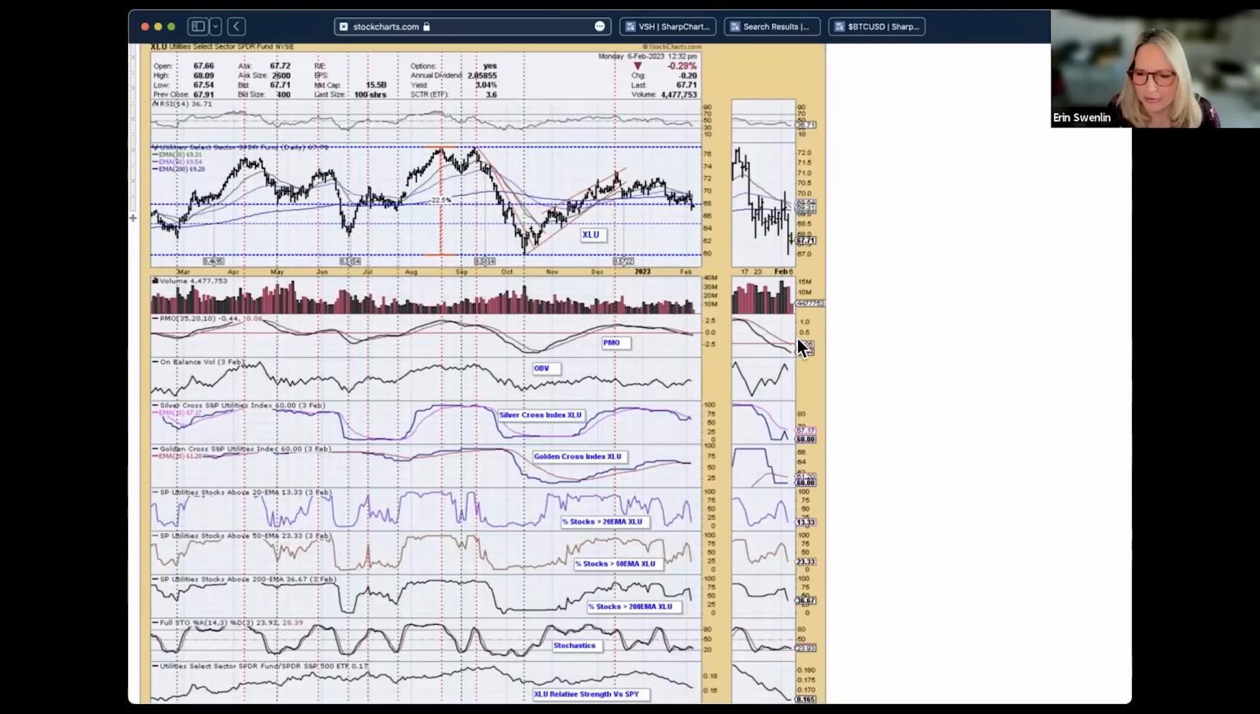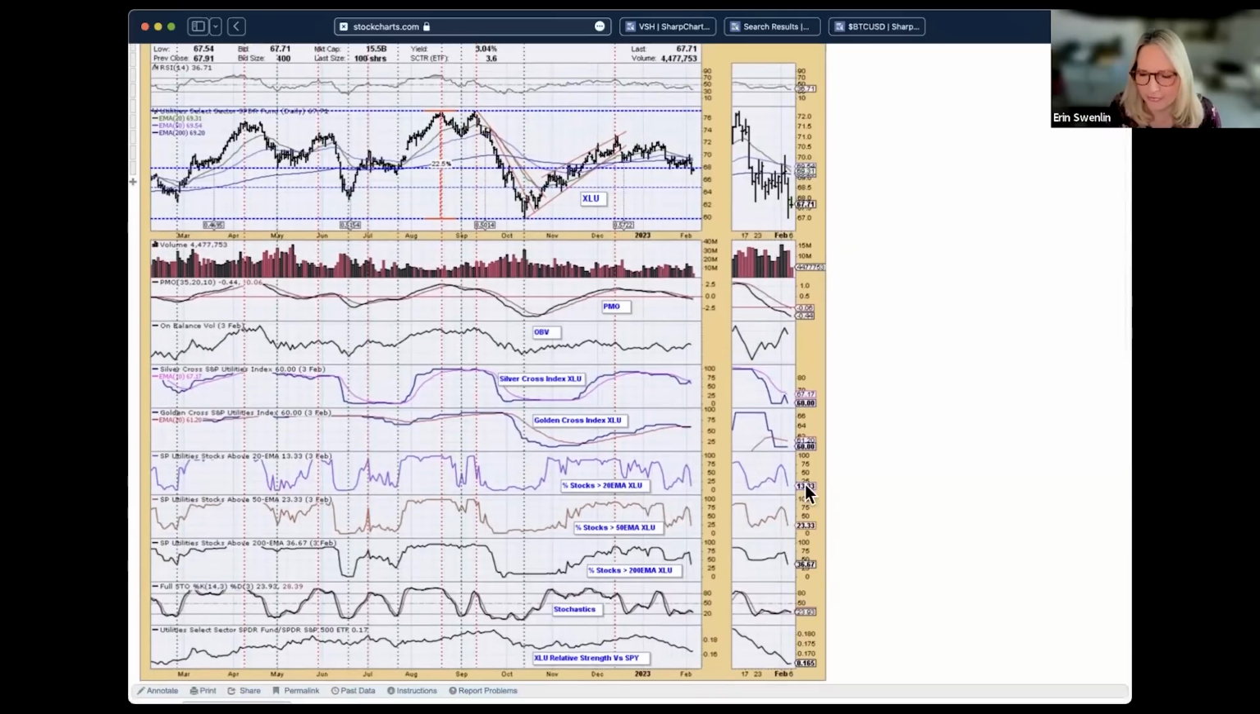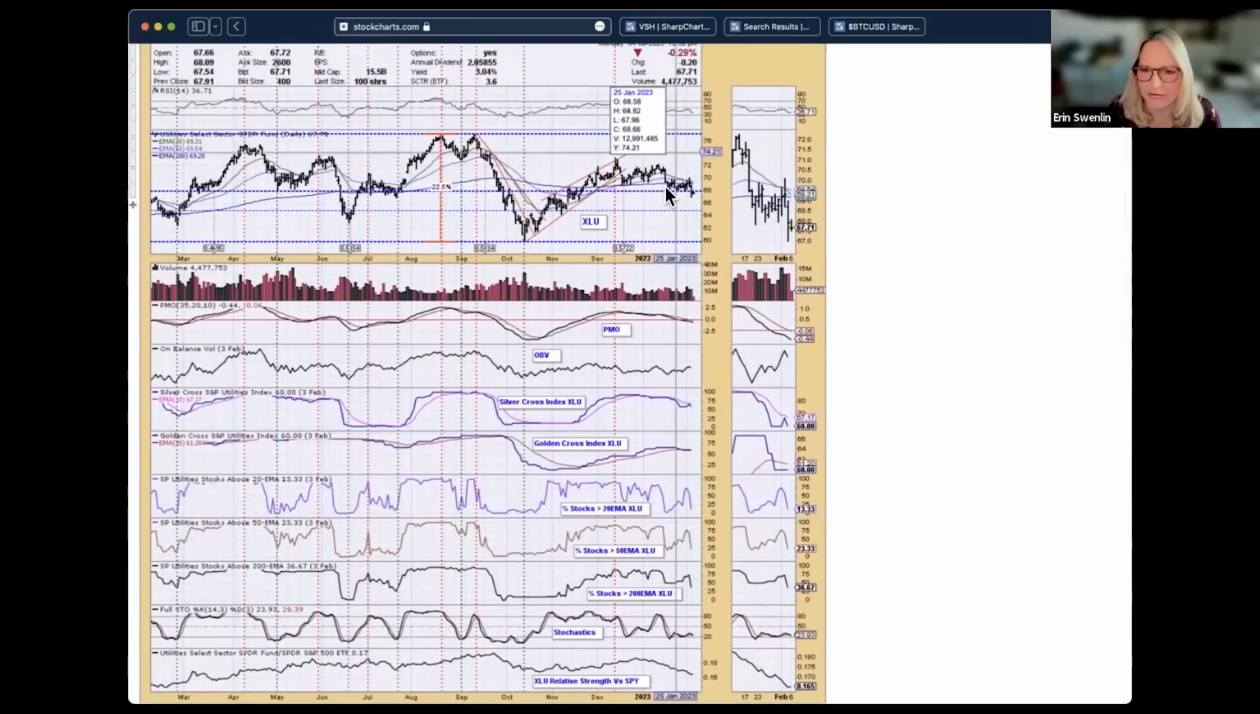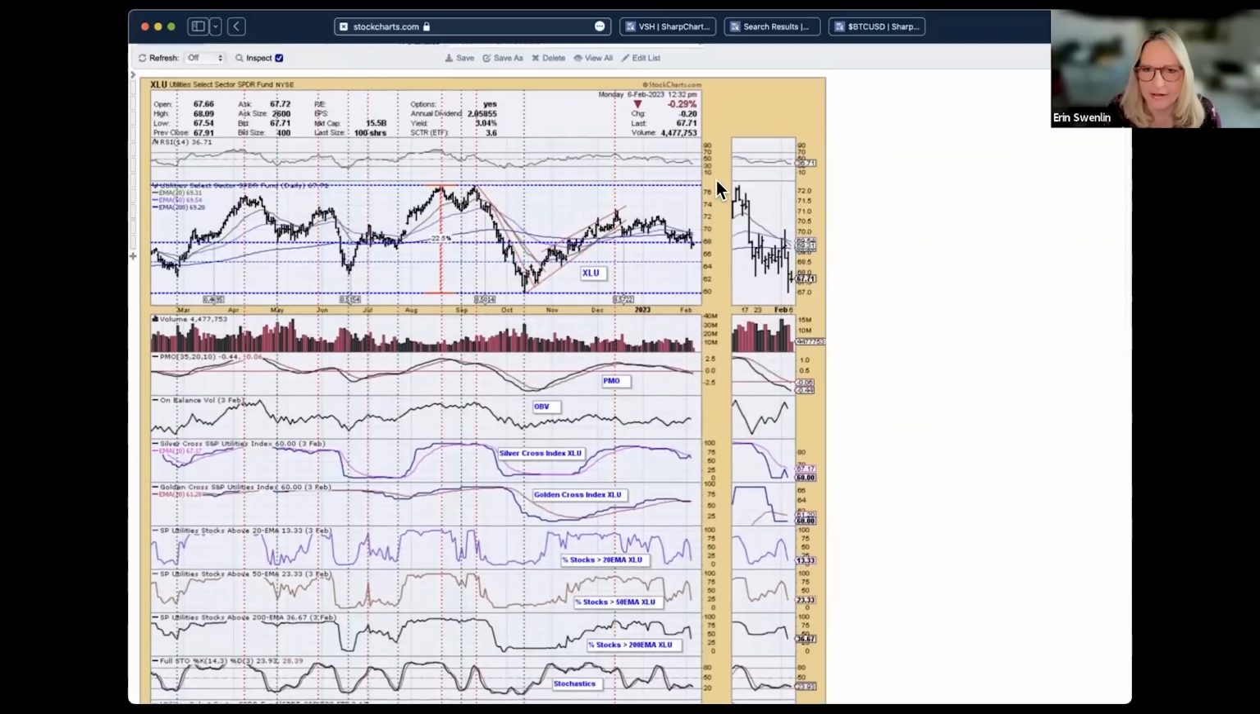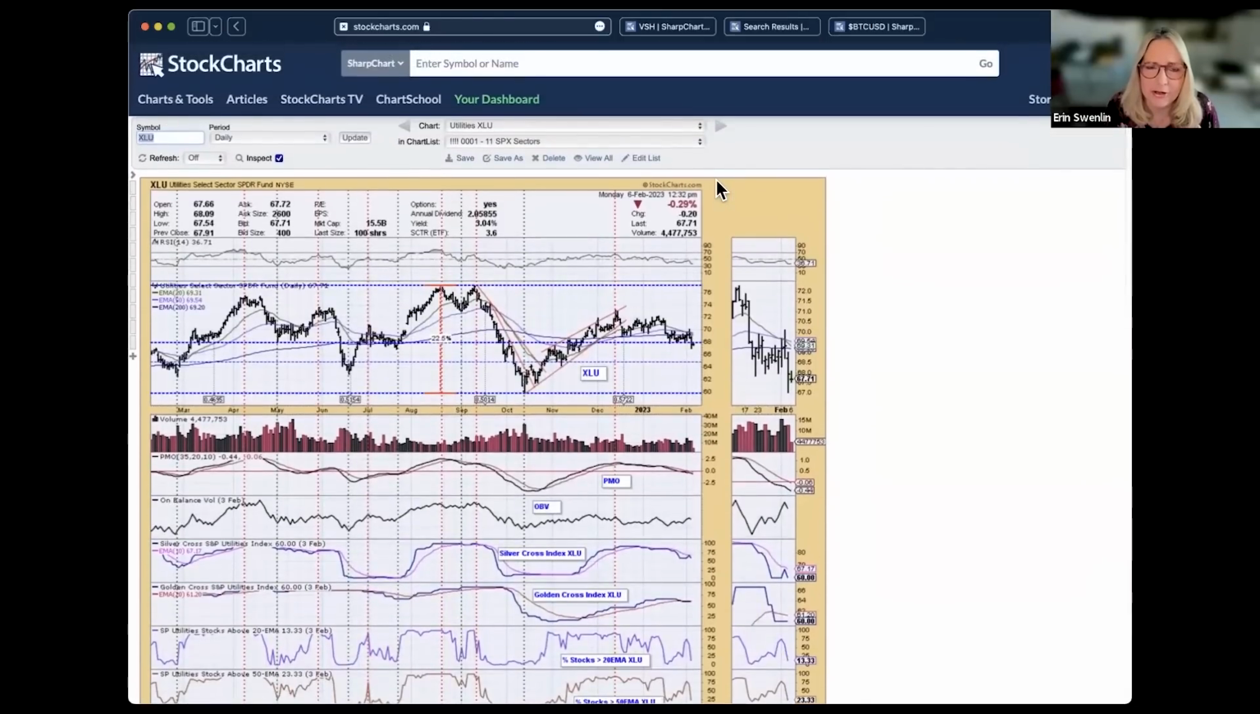PMO looking ugly, moving below the zero line. And you can see participation was starting to improve, but it has dropped off the map. So not a good look here for utilities. It looked like we might get something out of this little rally here, but ultimately nothing. So not liking utilities. So where does that leave us? Pretty much looking at technology and looking at, I think discretionary still looks good.